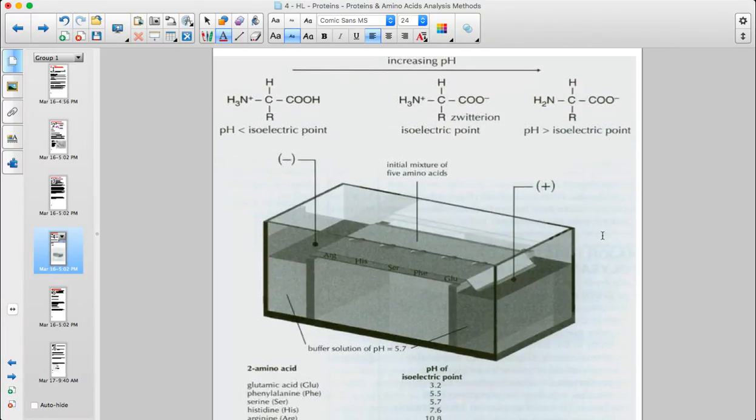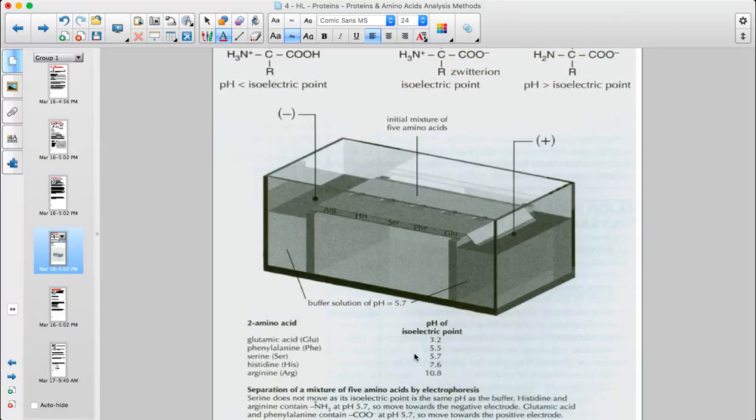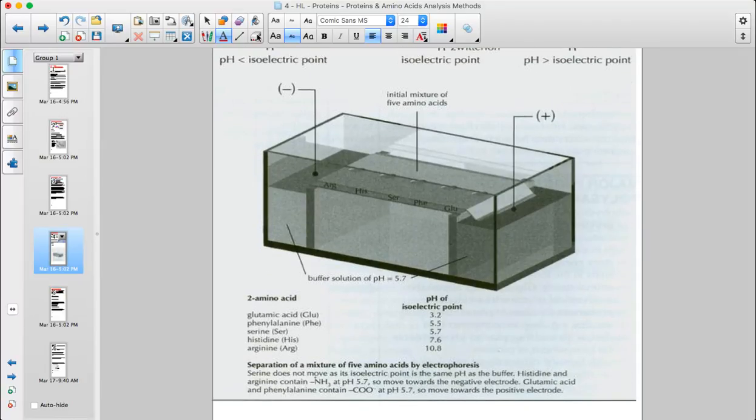And so this is a diagram. It shows the setup of the gel, and you've got the initial mixture of amino acids placed here, but then based on the exact pH, the pH being 5.7, it's going to cause different forms in our amino acids. So if we look at the 5 amino acids that are in the sample, the one that has an isoelectric pH of 5.7 is serine, and so we would expect that serine would not move, and it would stay right in this middle section where it began.